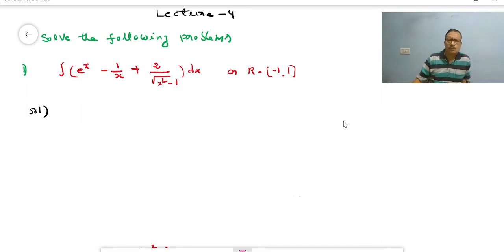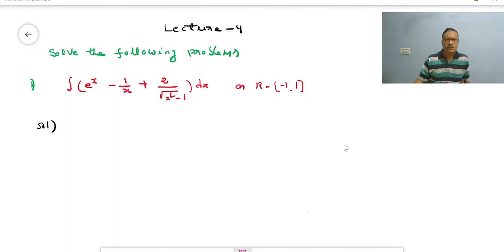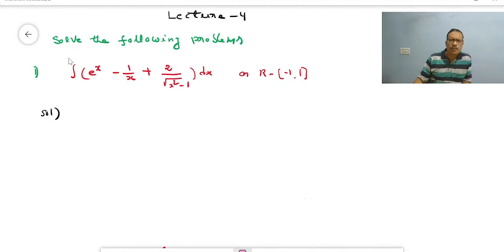Now I am going to solve some problems. What is the first one? Integral of (e^x − 1/x + 2/√(x² − 1)) dx.